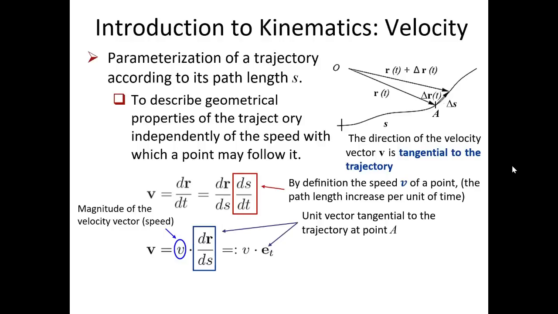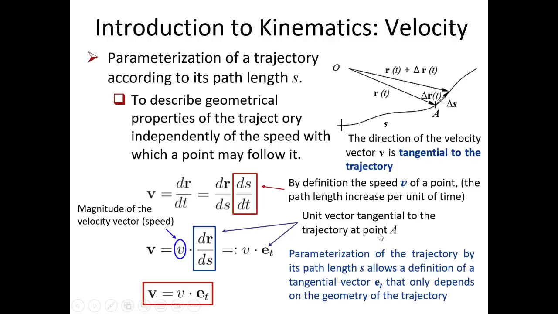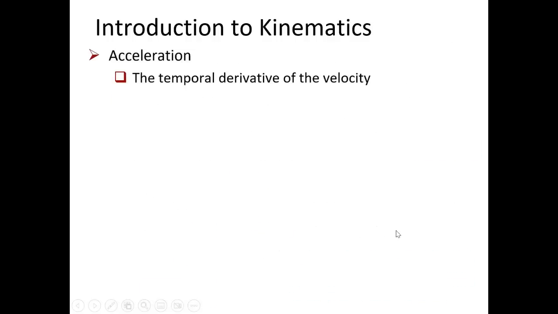So that can be represented just like this. I introduce another unit vector, et, that is the tangential unit vector. So the vector representation of the velocity is v into et. So et is tangential to the trajectory. So the trajectory parameter is considered in this case. So that is the velocity, and then we move on to acceleration.